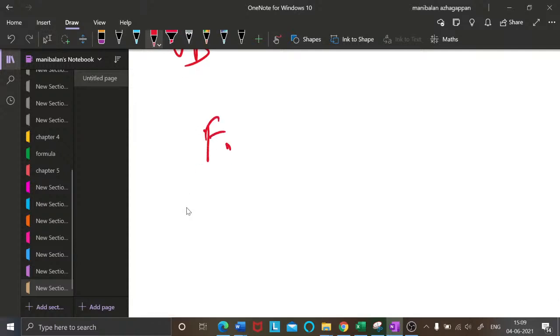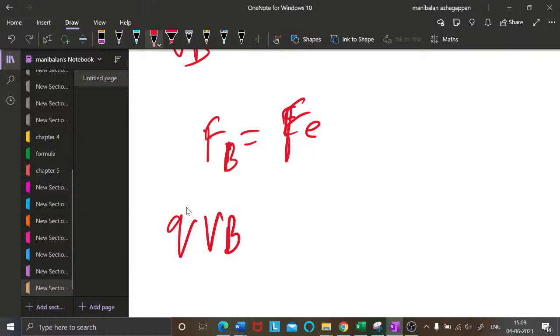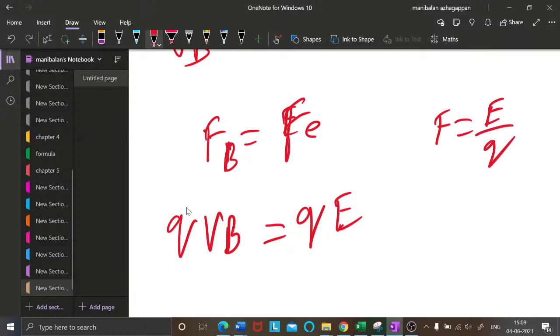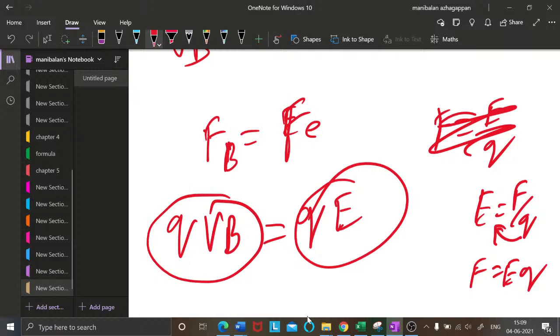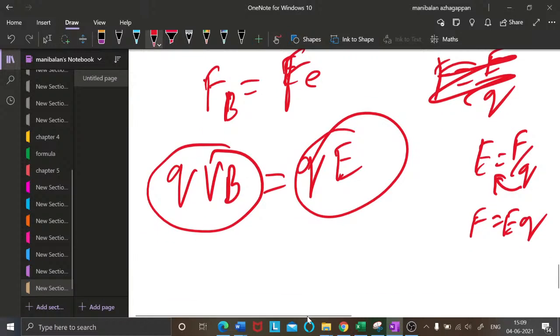Lorentz force is equal to electrostatic force. Lorentz force is QVB, and the electrostatic force is QE, since electric field is force per unit charge. If you want the force, it is electric field times charge. So on the left-hand side we have QE, and on the right-hand side QVB, the Lorentz force. I take these two as equal, electric field and magnetic field, because the energy in the electromagnetic wave is shared equally. So VB is equal to E.